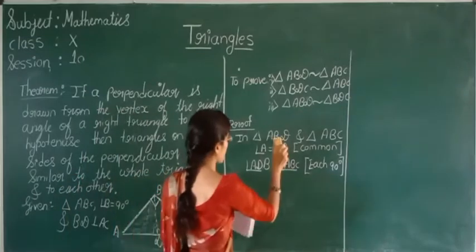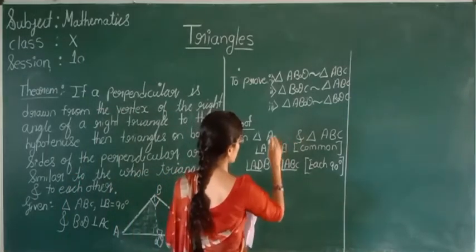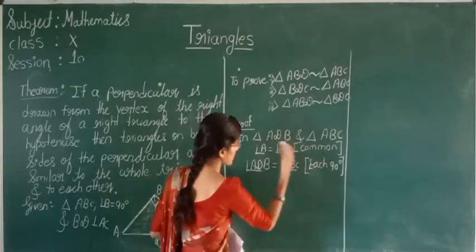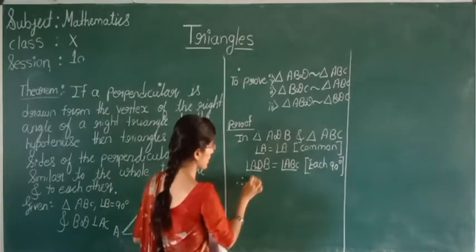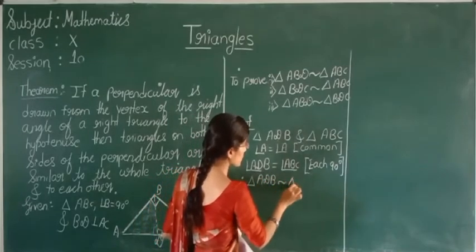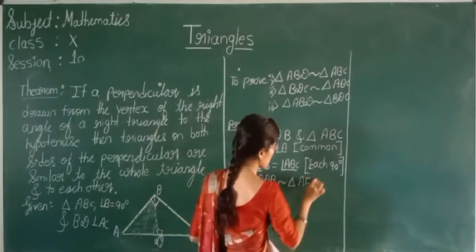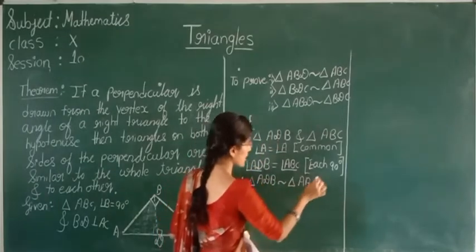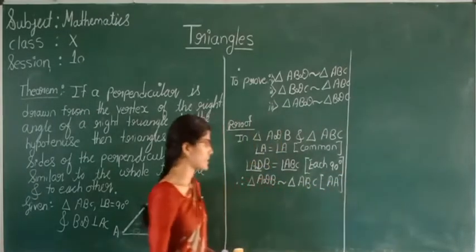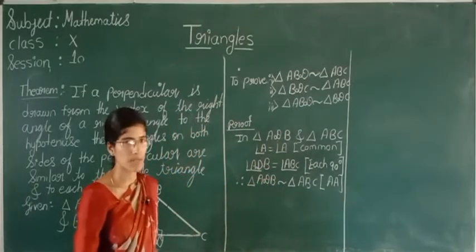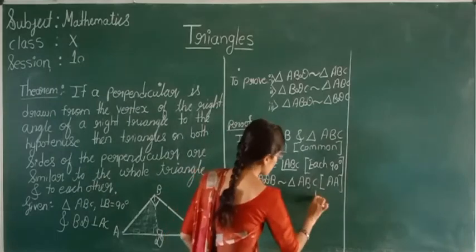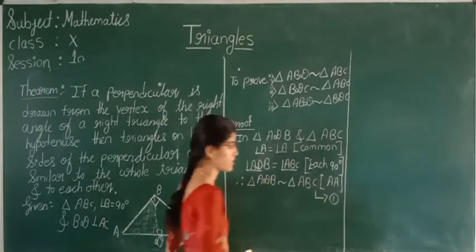Okay, here it should be ADB. See here, each is 90 degrees. Therefore, what can we tell? Triangle ADB is similar to triangle ABC, by the angle similarity criterion. These two triangles are similar. Now we are going to call this equation number 1.